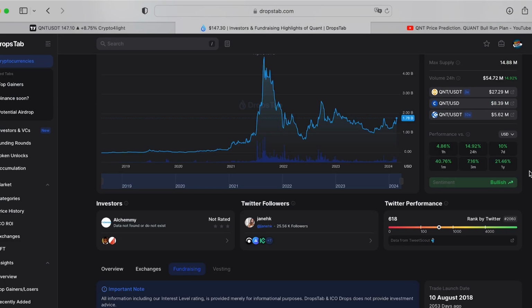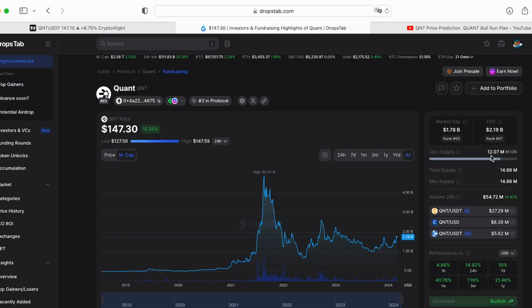Why can we move way higher? Because take a look, only 12 million coins in circulation supply. Total supply only around 15 million. So not a big deal, right? And the market cap at this current moment is less than 2 billion.